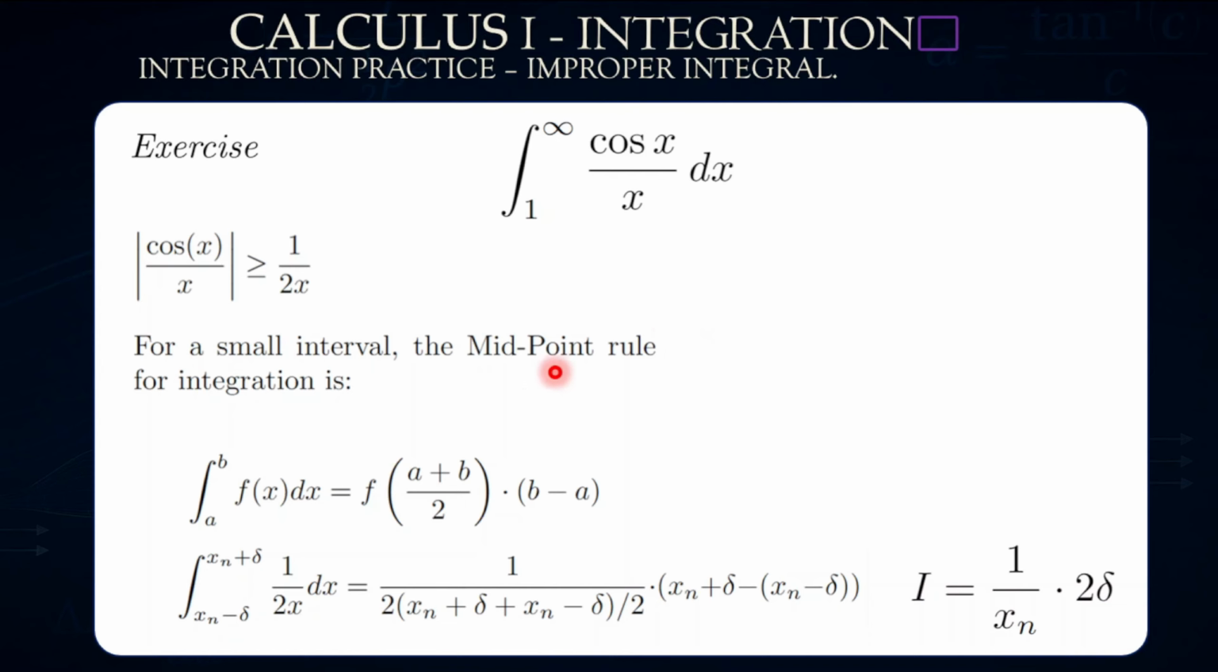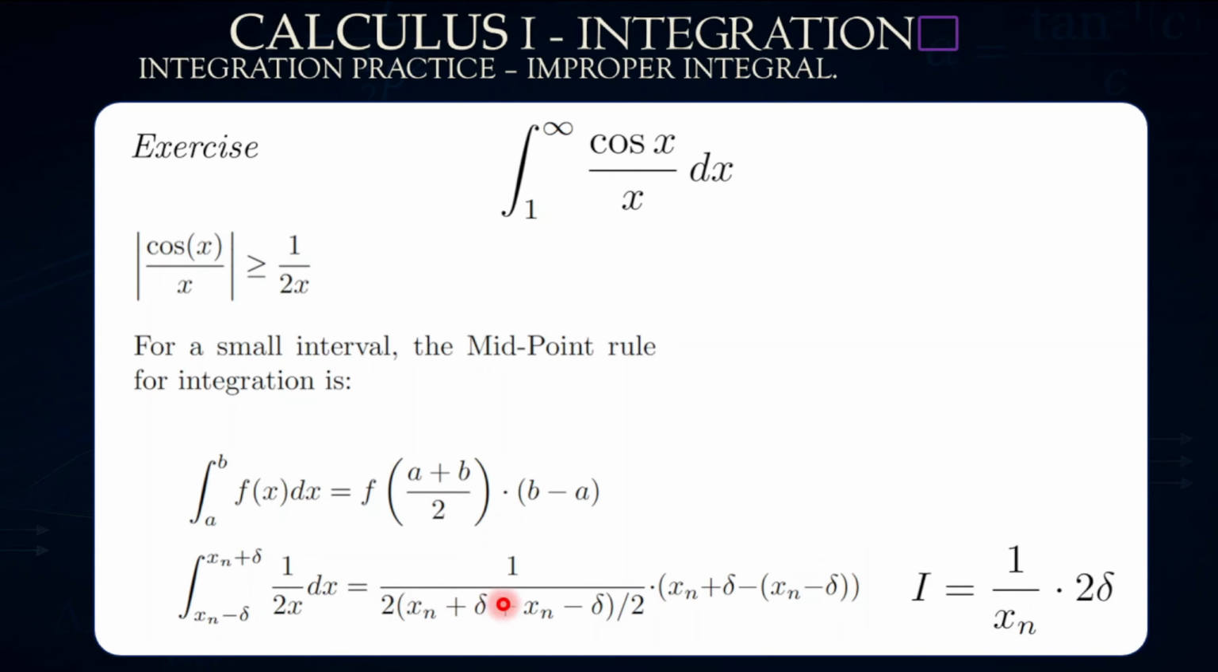So going back to our exercise, you have the absolute value of cosine x divided by x greater than or equal to 1 divided by 2x. For a small interval, the midpoint rule for integration is the integral from a to b of f(x) dx equal to f of (a plus b) divided by 2 times (b minus a). Which is xn plus delta, that's the upper bound, and xn minus delta, times 1 divided by 2x dx, is equal to 1 divided by 2 times (xn plus delta plus xn minus delta) divided by 2. So we are applying this rule, replacing x by (a plus b) divided by 2, times (b minus a), which is xn plus delta, the upper bound, minus xn minus delta, the lower bound.